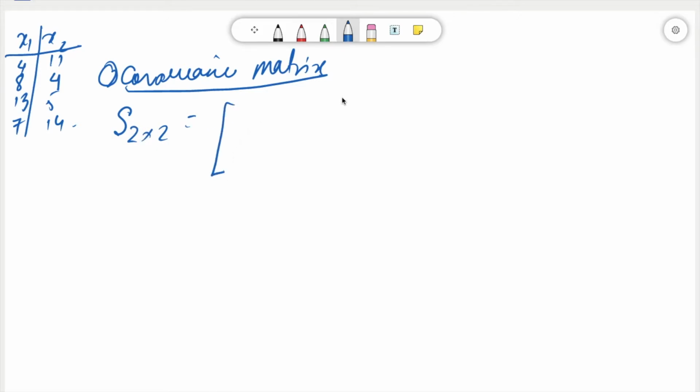So this will be equal to the covariance of x1 comma x1, which is 14. Covariance of x1 comma x2 is minus 11, x2 comma x1 is minus 11, and 23. So this is our covariance matrix, which I found in step 2. So the next step would be the next step.